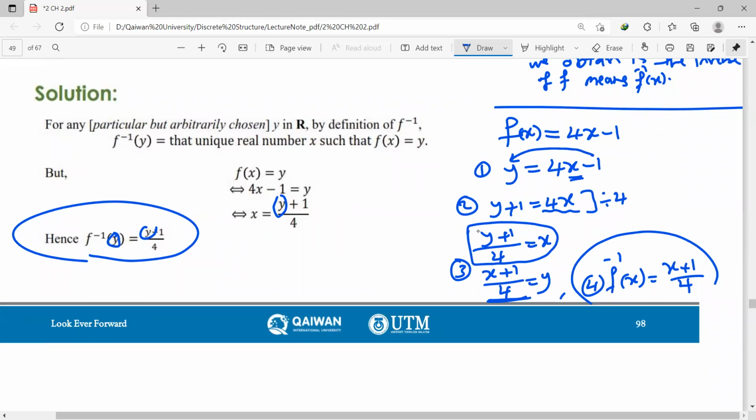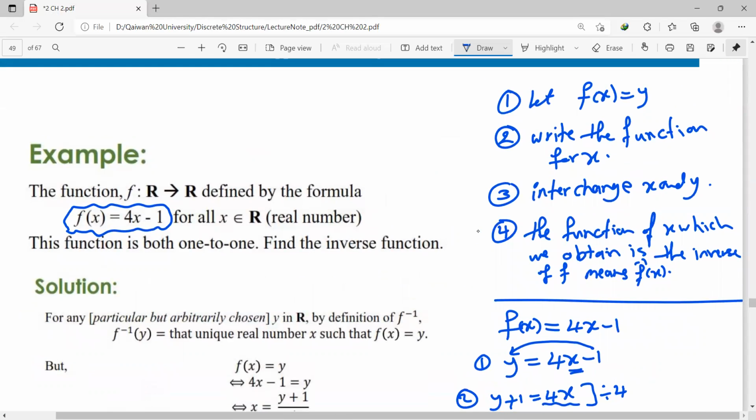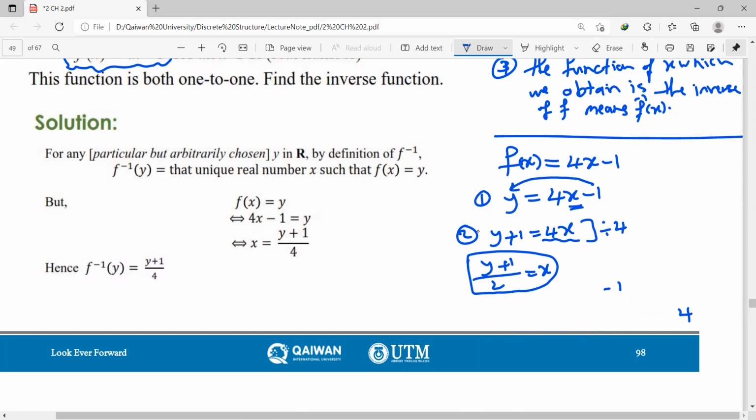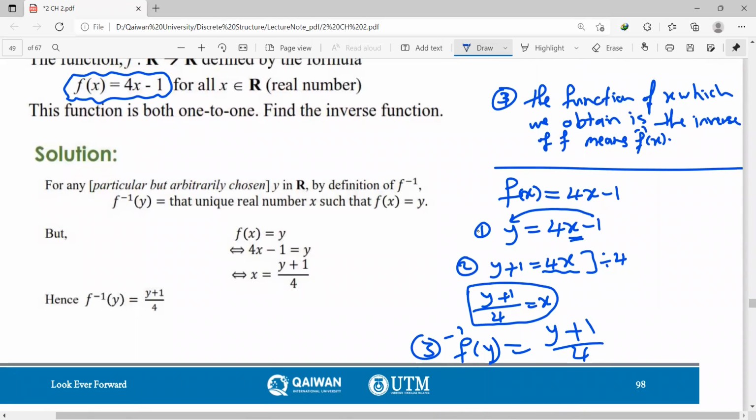Well, let's follow the way that is written down here. That means we don't need to interchange x and y. We just write down step 4, the last step. Here we are not going to interchange these two. So you say f inverse of y equals y plus 1 over 4. We just skip step 3, so now we have only 3 steps. We just follow the method which you see.